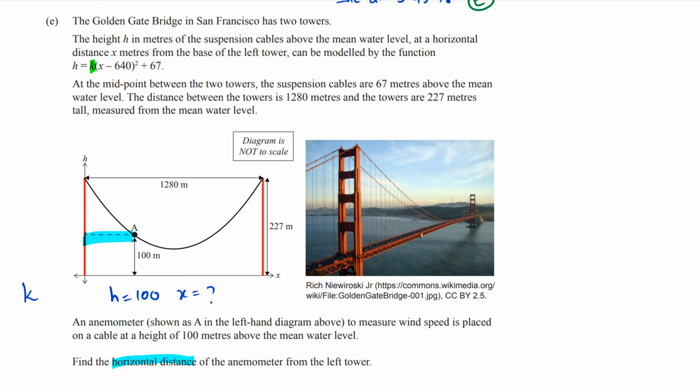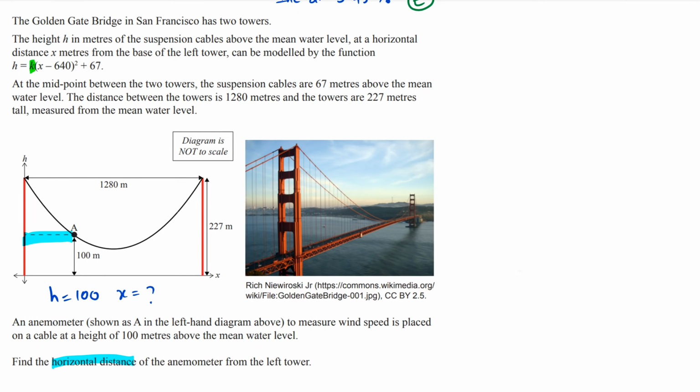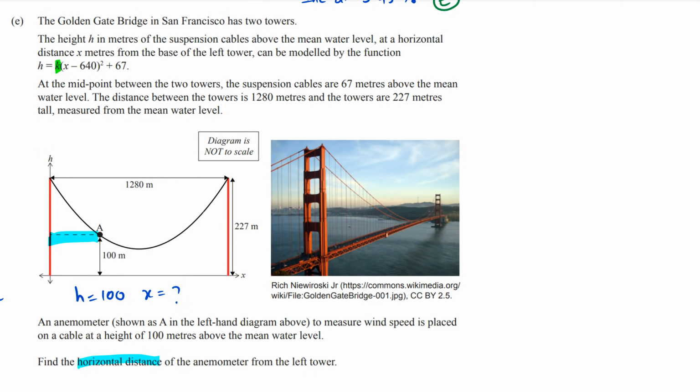So what I'm going to do is see if I can redraw this roughly. No, we don't need to redraw it. Okay, let's have a look. One bit of information that's really important is right here. It says at midpoint between the two towers, the suspension cable is 67 meters above the water level. So what we can say is that the distance from there to there is 67 meters.